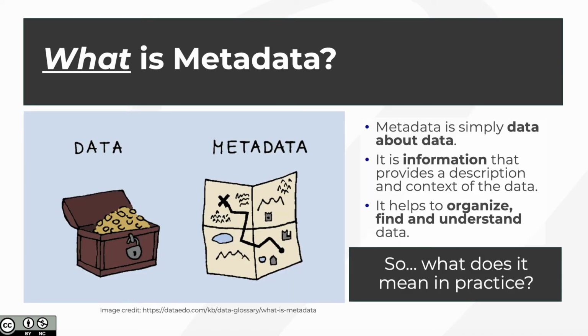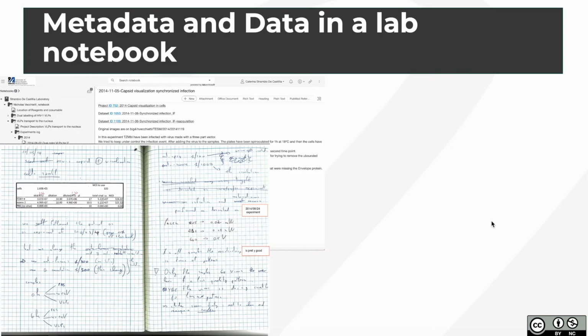In order to understand what metadata means, we can start from a general description of metadata. Metadata can be understood as a treasure map to find a treasure. It's data about data that can be used to organize, find, and understand this data. But what does it mean in practice in our everyday work?